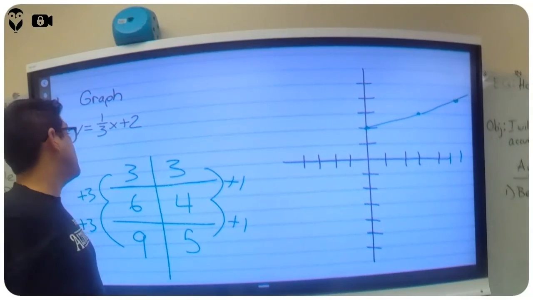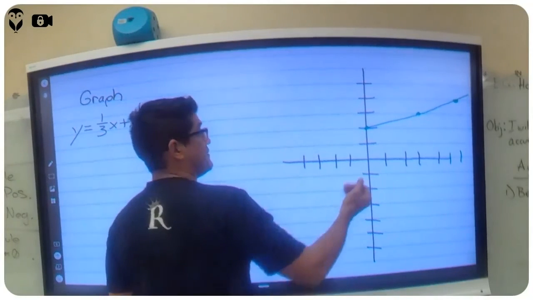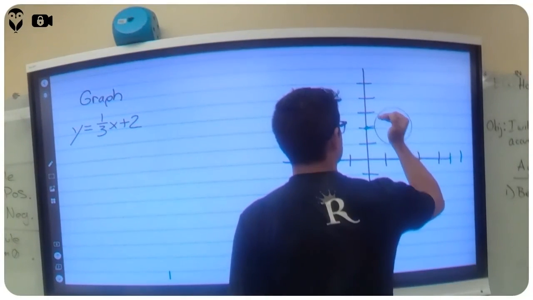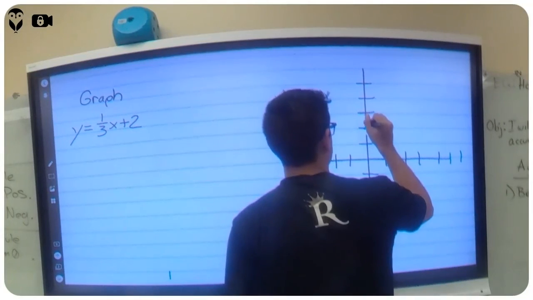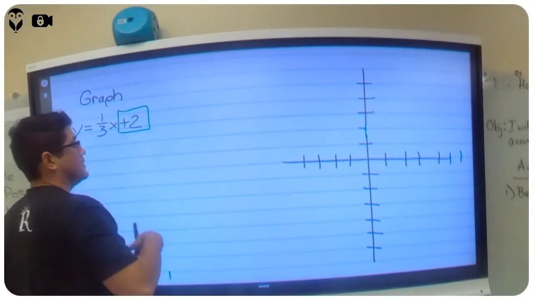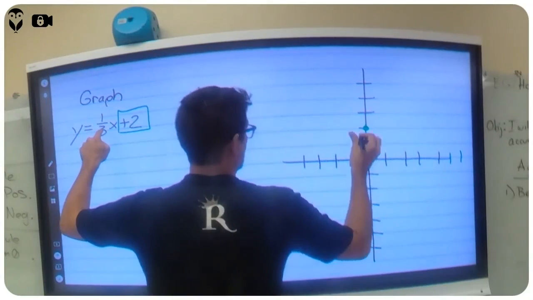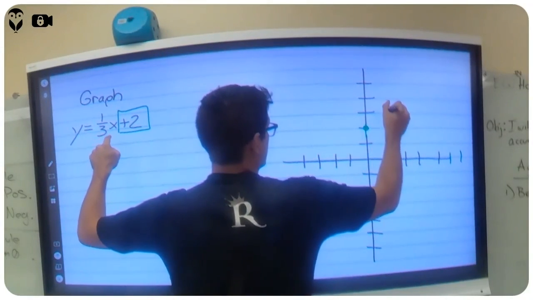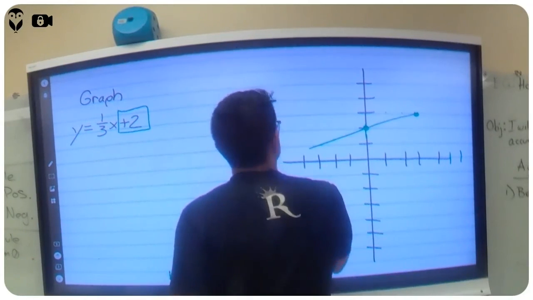All right, the other method of graphing is using the y-intercept and the slope, which is a method that I've taught to many of you, so it should be the easier method. Here's the y-intercept. So you start here, and here's your rise over run slope. So you go up 1, go to the right 3. Done.